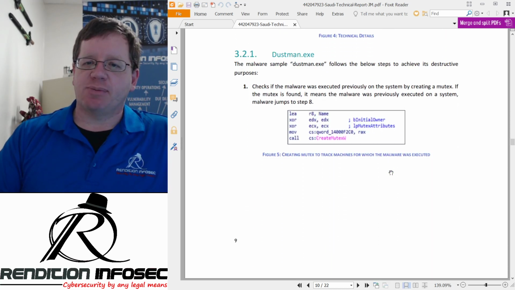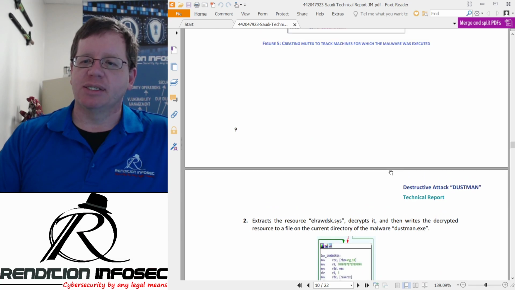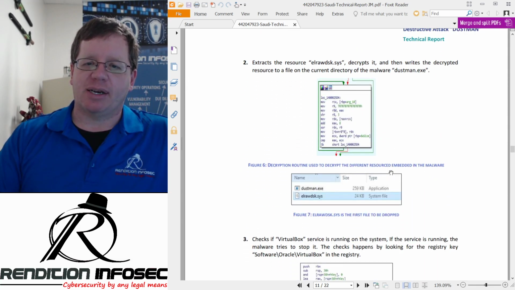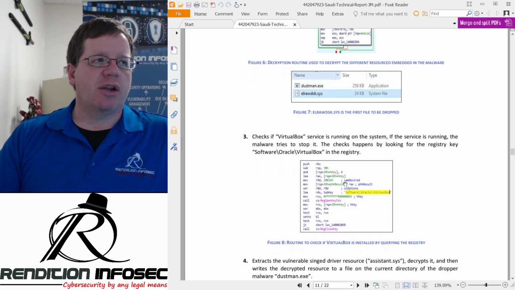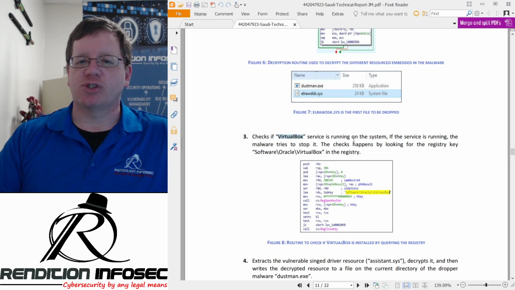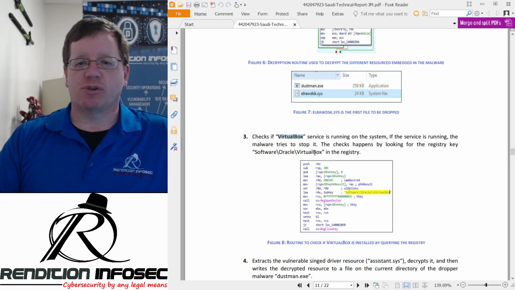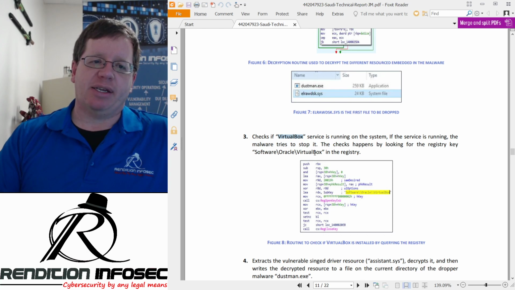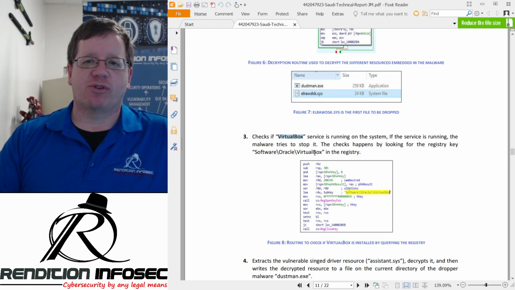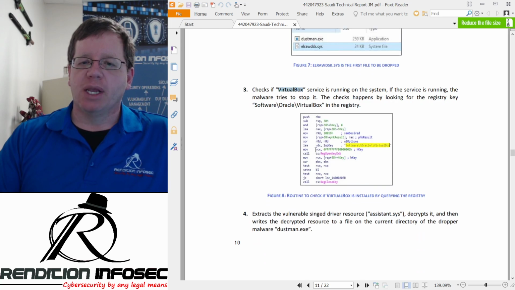They do mention a Mutex, but fail to mention specifically what the Mutex is. That's something I need to go grab in a technical analysis on our side. But note here that it checks if the VirtualBox service is running on the system, and if it's running, the malware of course is going to try to stop it. It also looks for the VirtualBox registry key in the registry. As you can imagine, most of your systems probably are not running VirtualBox. I have lots of feels about that in general, and VirtualBox software in general, but rock on.